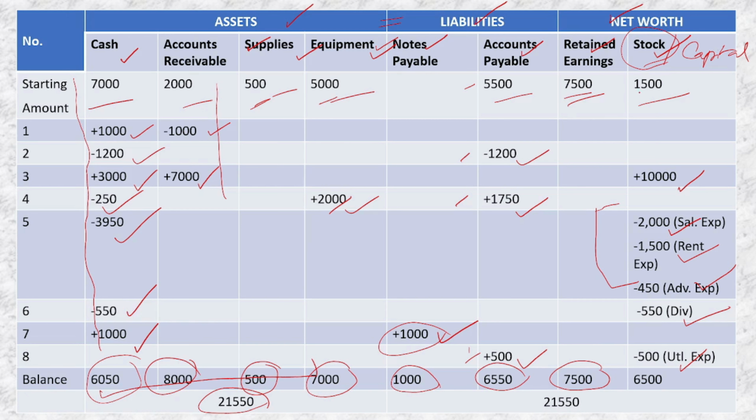And next we have stock 1500. We have 10,000 addition of capital over here. We have minus 2000, minus 1500, minus 450 as expenses. We have minus 550 as dividend. We have minus 500 as utility expenses. So the total we have is 6500.